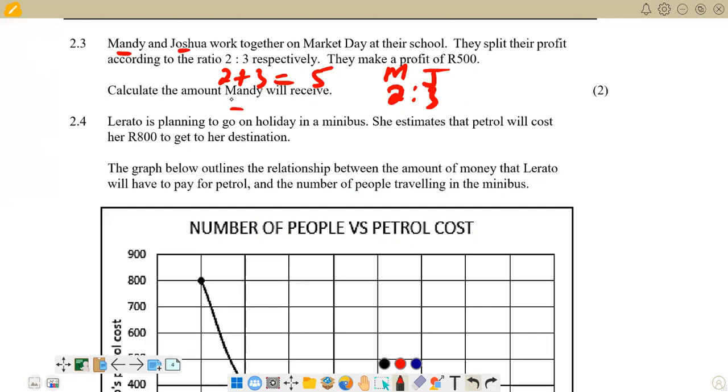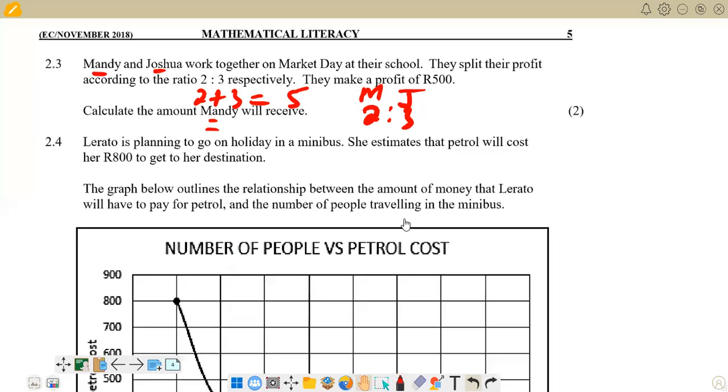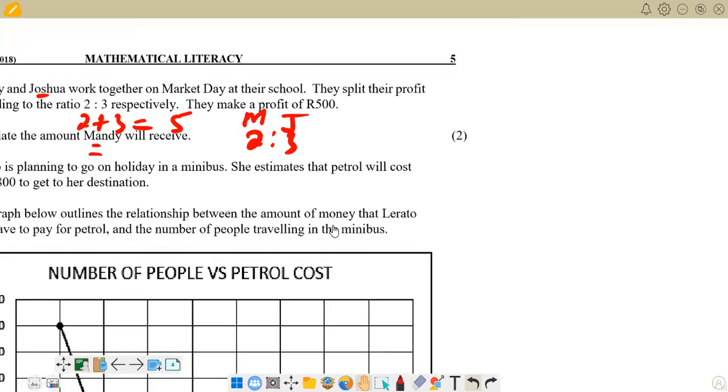So in terms of calculating now the amount for Mandy, Mandy is here, we are having 2, so 2 is going to be our numerator, then our total 5 will become the denominator. So simple as that. Then we go there to just indicate that formula. This is 2:3. We are on 2:3 now.